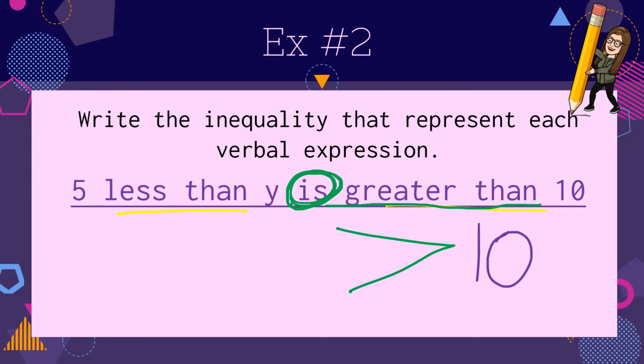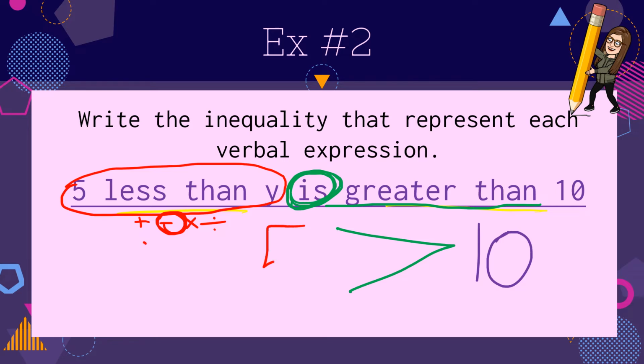5 less than y. That means this particular less than is an operation. Is it adding, subtracting, multiplying, or dividing? Less than means subtracting. And remember, when we use less than as subtracting, we have to flip it around. 5 less than y. So we have an expression. So you're going to see words like less than, more than, addition, quotient, product. We're bringing back all of that vocabulary from the beginning of the year.